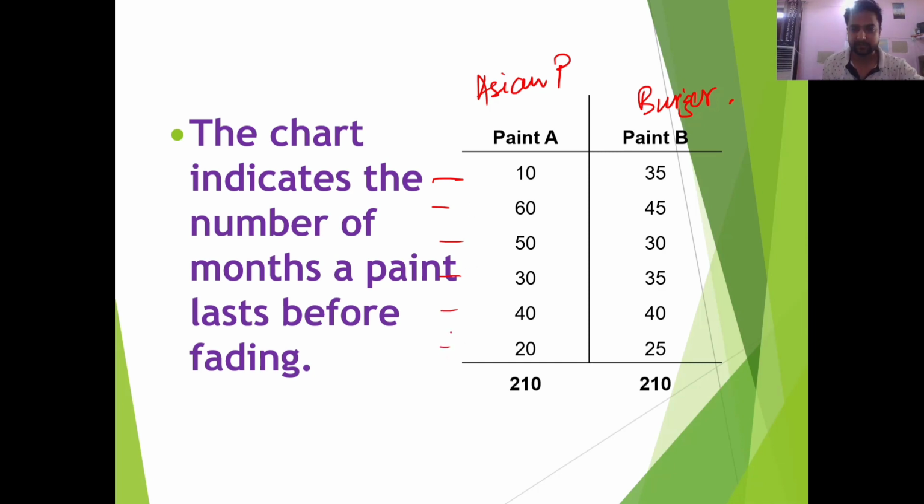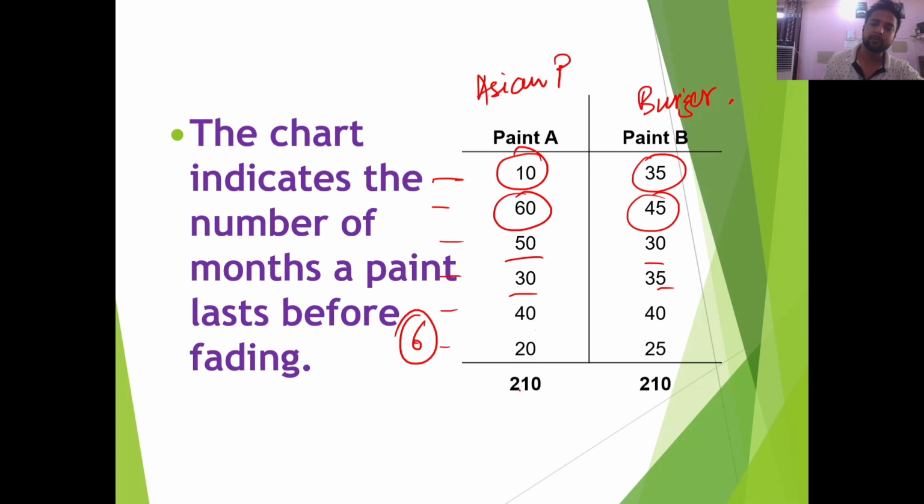Okay, so these were the six locations. Paint A at location 1 stayed for 10 months, paint B stayed for 35, paint A at another location stayed for 60 months, it stayed for 45, then 50, 30, 30, 35, and so on. So what we will be doing is summation, because we are going to find out the average. For average, we will first do the summation of both the data.